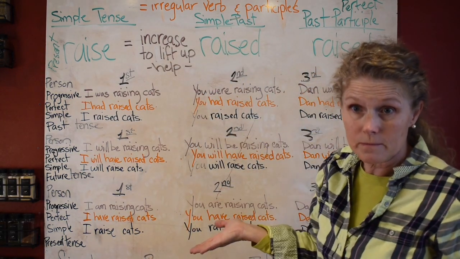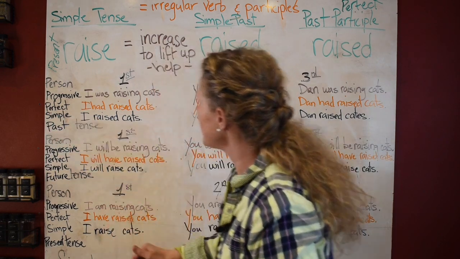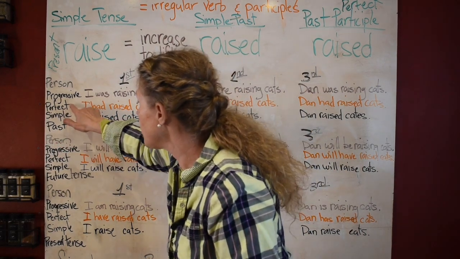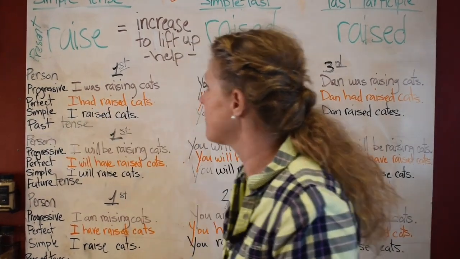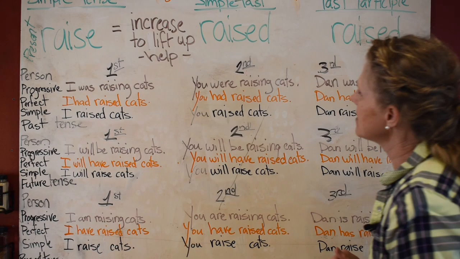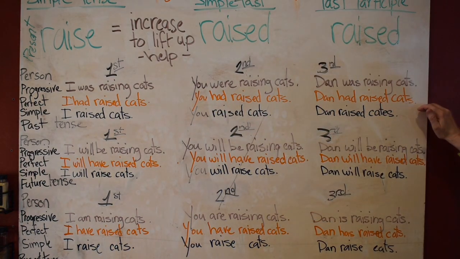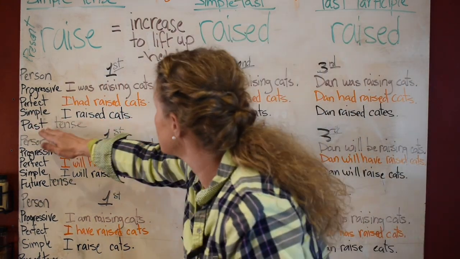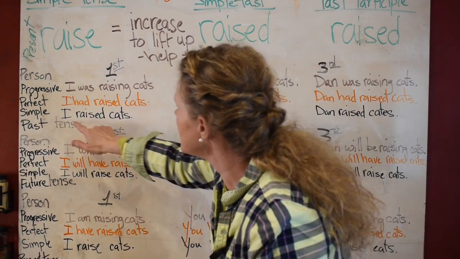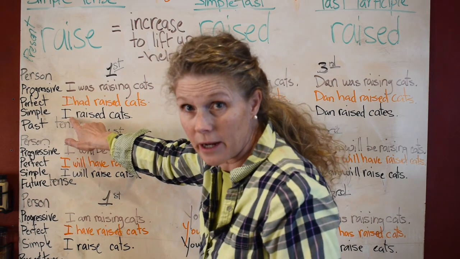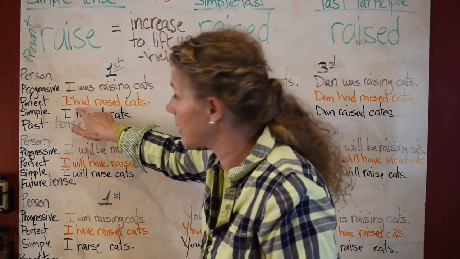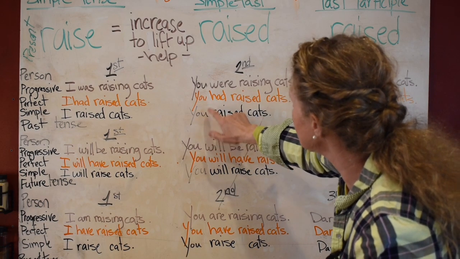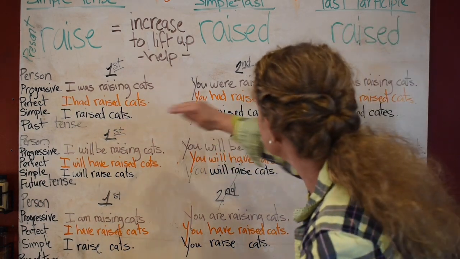You is always were. The past perfect, now you're using the auxiliary verb had. If you're using perfect, and it's sitting in the past, you have to use had. I had raised cats, you had raised cats, Dan had raised cats. Past simple, I raised cats. Look, you're taking that. Look at the difference right here with the simple. There's not a helping verb, and right here, Paul, there is a helping verb right here. That's the difference. You raised cats. Look, there's no helping verb. There's not a helping verb here, but there is in the perfect.